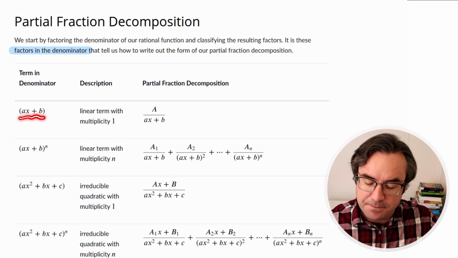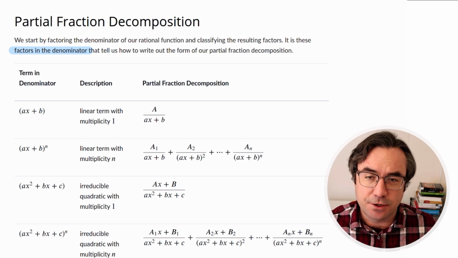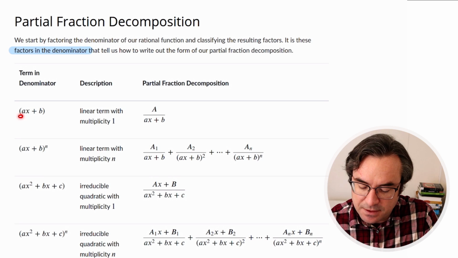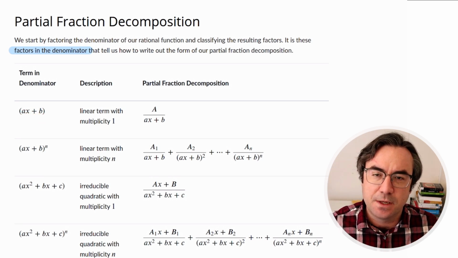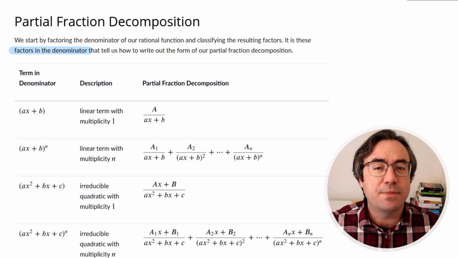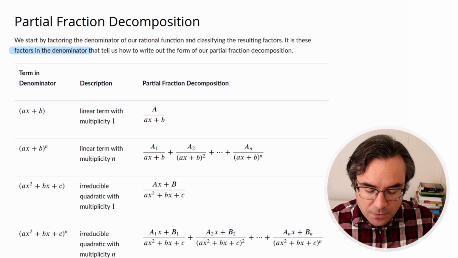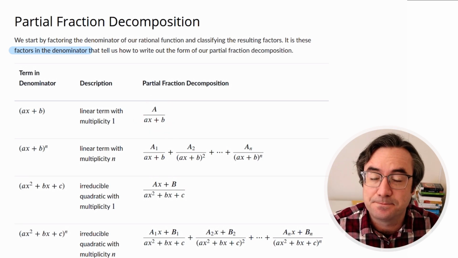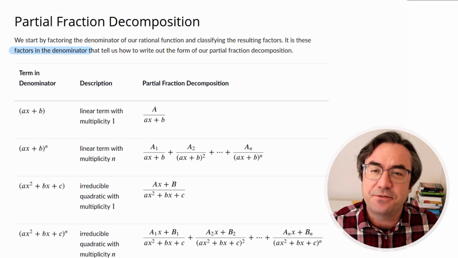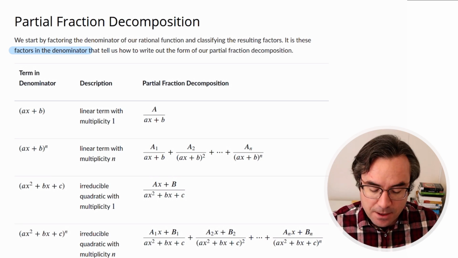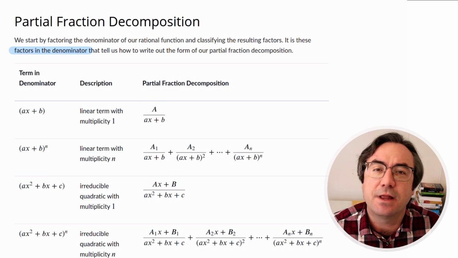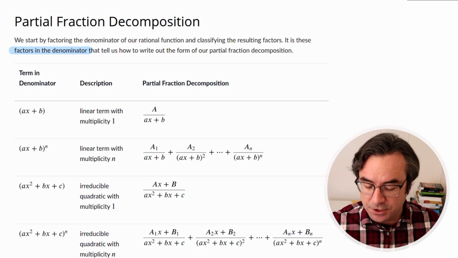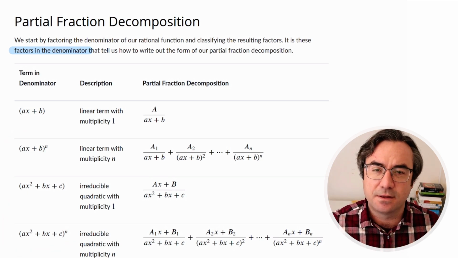So the most common that we'll see are these linear terms. If we factor our denominator, a lot of times we're going to end up with just something like ax plus b. For each linear term that we get in our denominator, there's going to be a partial fraction that goes with it. So if we see ax plus b as a factor in our denominator, that's going to give us capital A over ax plus b in our partial fraction decomposition. We'll be talking about these other ones later on.